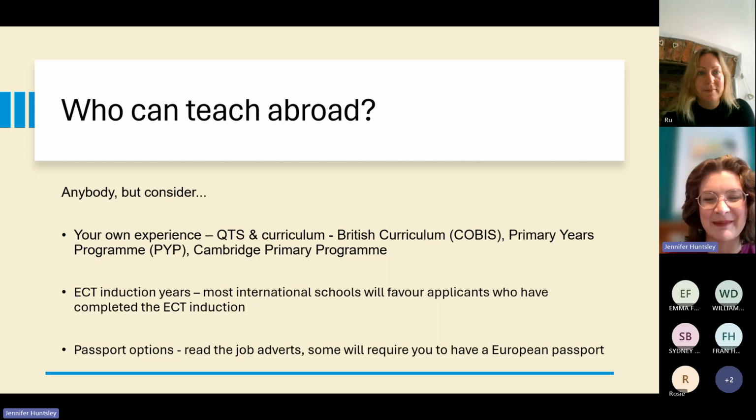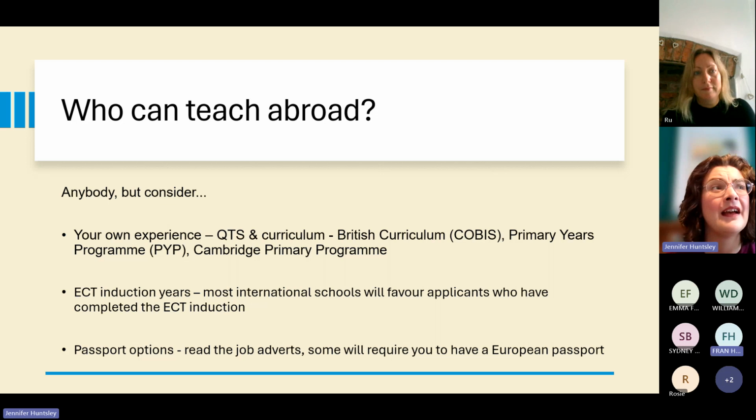Another aspect to consider is where you are in your profession, where you are in your professional development as well. I know lots of people around the table will be qualifying this year and then going into their ECT induction years in September. And now that we have the ECT induction programme, it's unlikely that you'll find an international school that will support you through that.